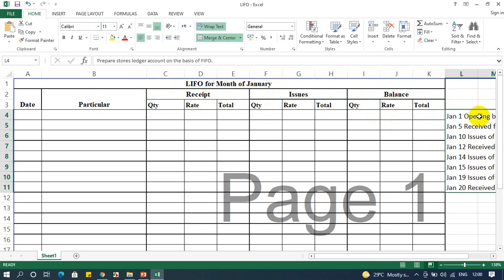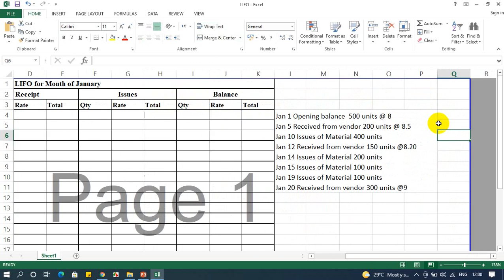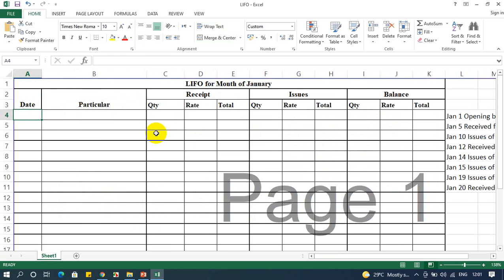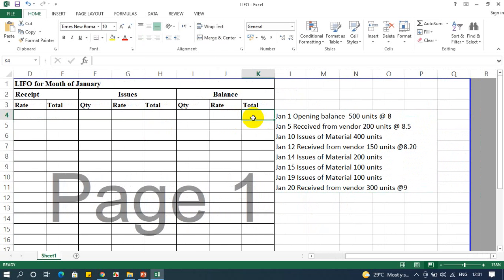Here we discuss how to record these transactions with the help of this example. It says that on January 1st we have an opening balance. So we write down January 1st, January 01, and then opening balance, or balance brought down. In the balance column we are left with 500 units from before at the rate of 8 rupees.